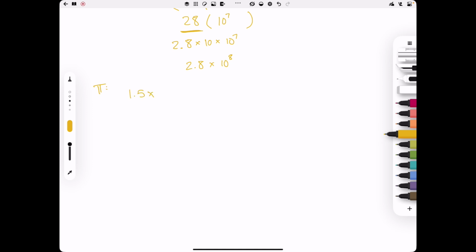1.5 times 10 to the negative second times 3 times 10 to the fourth. Write that down and then take a look up when you're finished. So pause at home and solve it. And then look up and see if you did what you needed to do.